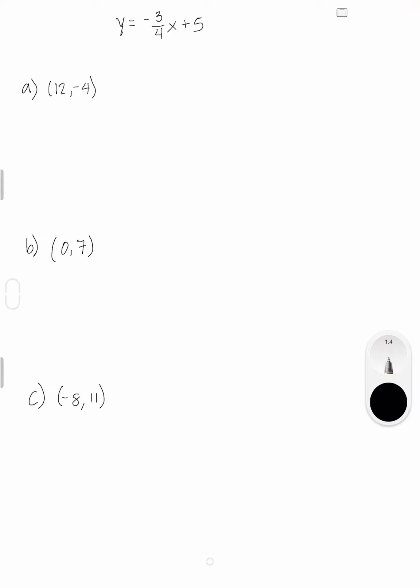Hello everyone, so this is lesson 3.1, and what we want to do in this problem is to go ahead and test these three different ordered pairs in the linear equation and see if those are solutions for the linear equation or not. So let's remember that in order for them to be solutions, it means that they make the equation a true statement, so to have the same amount on both sides of the equation.